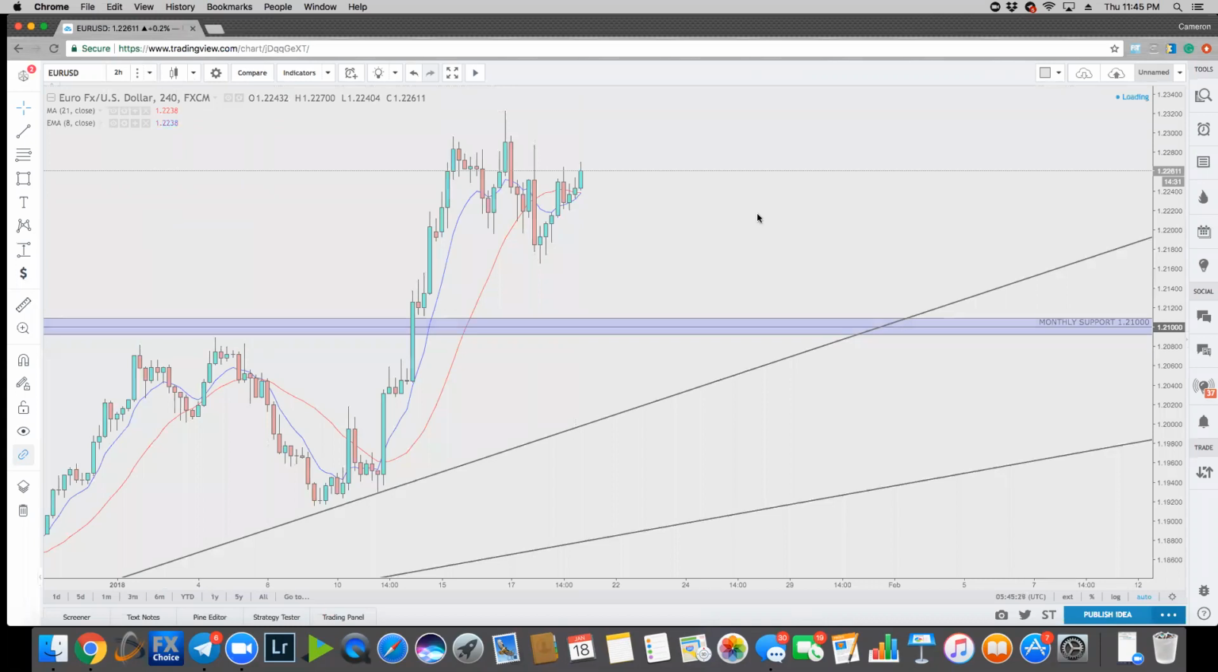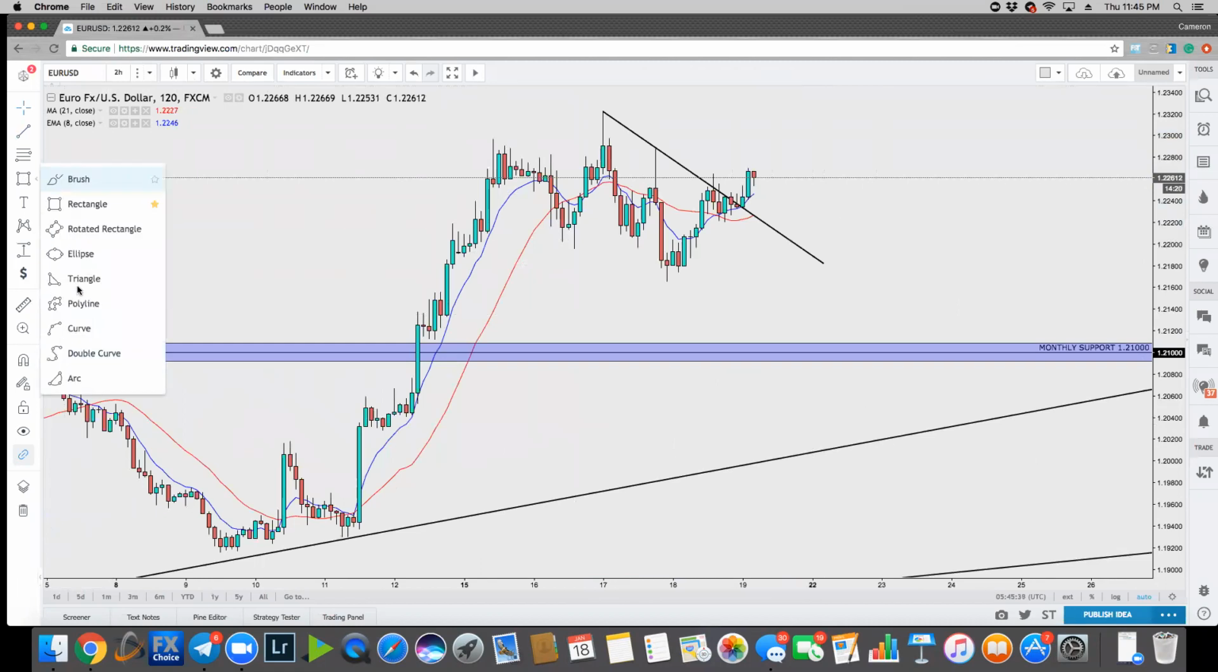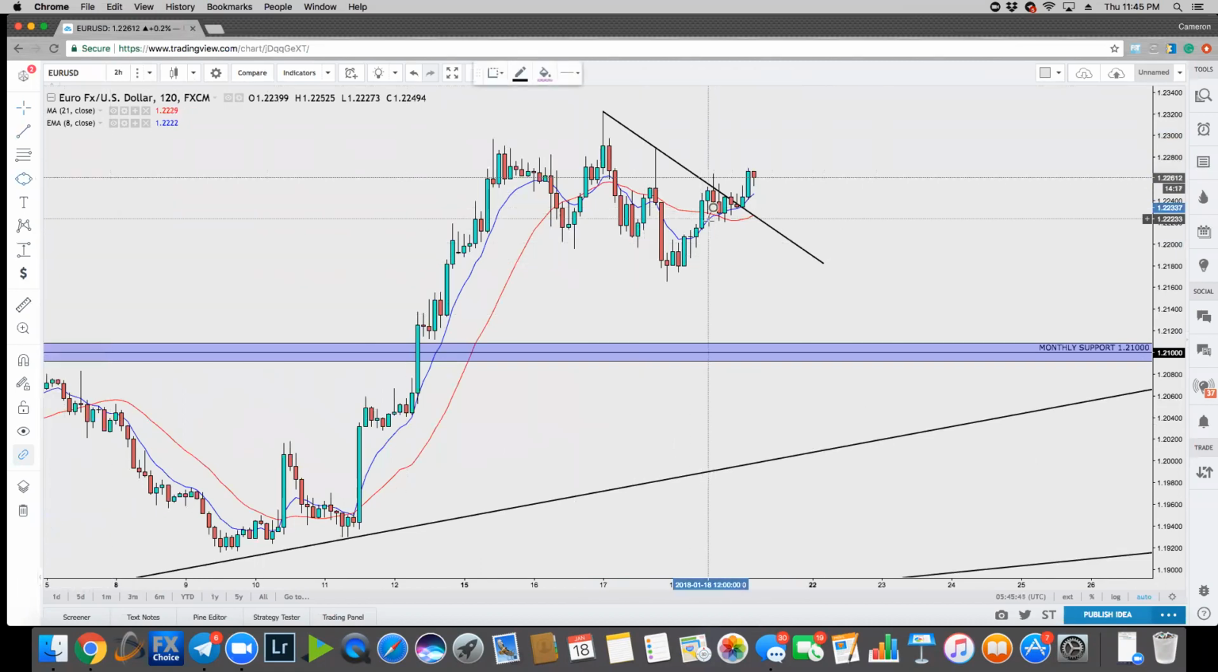So this is where I like to do my execution, on the 2 hour. And honestly, this is probably a perfect trade setup for you guys to go ahead and get in if y'all wanted to. Hell yeah, actually. So here we go. If you guys want a trade setup, here's one: Euro USD, buy it. It can be that simple.